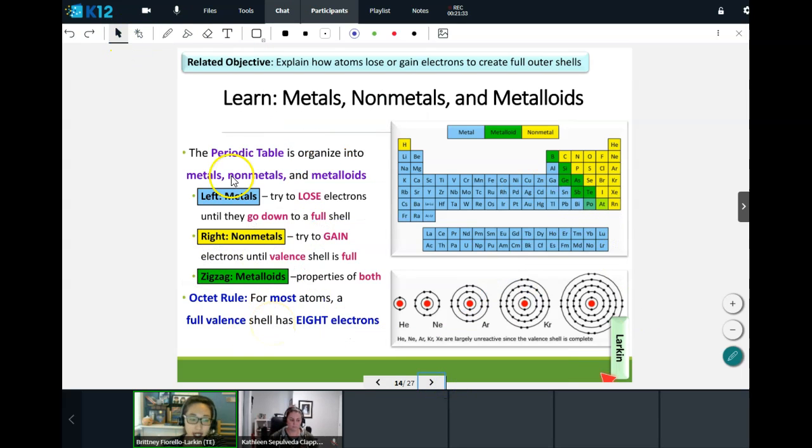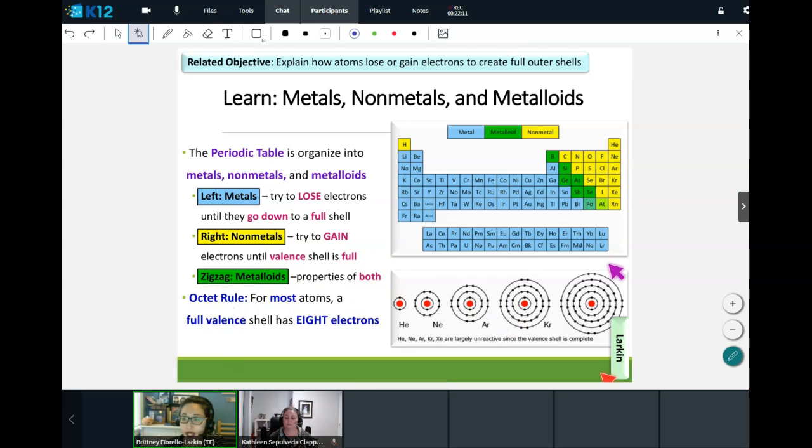When you look at the periodic table, you'll notice that most periodic tables are color coordinated. They will show you that some of our elements are metals, which tend to lose electrons until they go down to a full shell, just like the calcium we just saw. Some of them are nonmetals, like on the right. They try to gain electrons to fill their current shell, like the selenium we just saw. And some of them are metalloids, which are the staircase elements, or ladder elements. Those will have properties of both metals and non-metals.